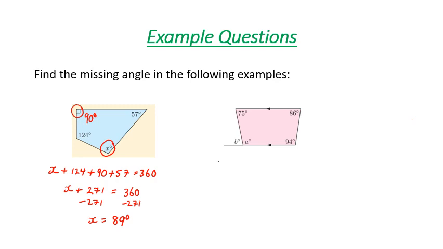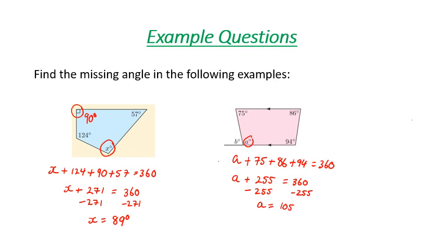In my second example, I'm going to try and find out A first, and I know that A plus all the other internal angles, which is 75, 86, and 94, must equal 360 because it's a quadrilateral. Therefore, I'm going to collect all my numerical values here, and it's going to end up with 255 equals 360. I'm going to take 255 from both sides, and A therefore is going to equal 105 degrees.